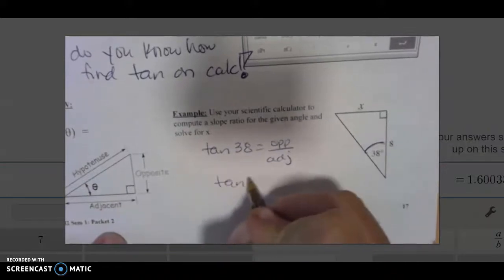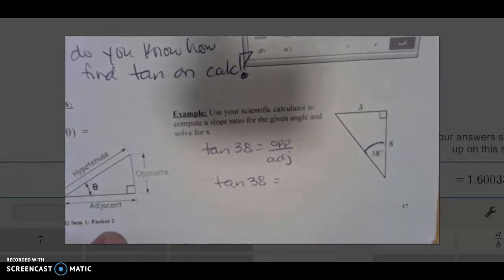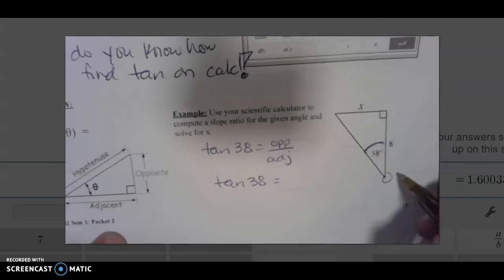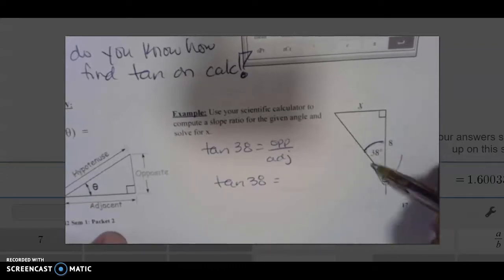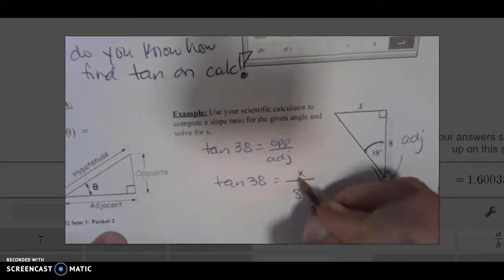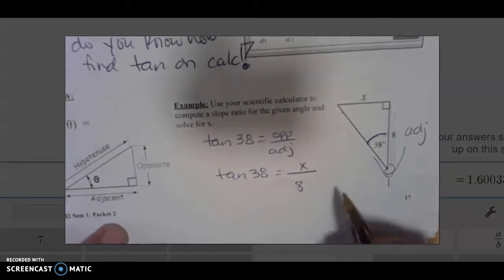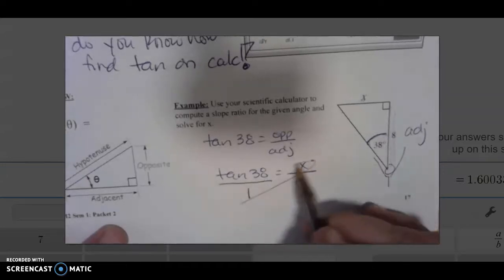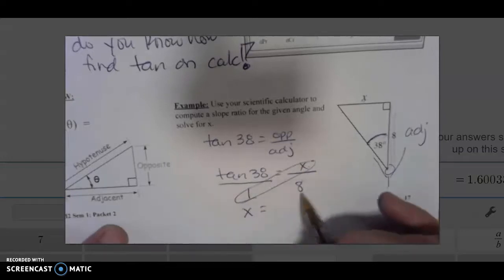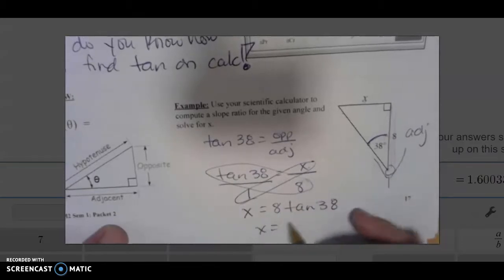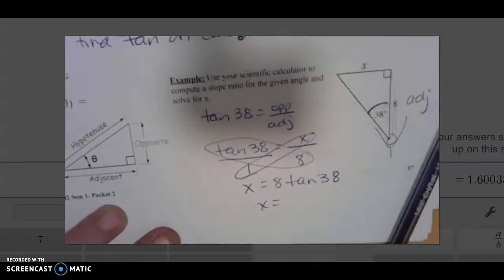So if I do tangent 38 equals, and now what's opposite 38? Well, again, here's my little arms right here. I'm touching the hypotenuse, and my arm is touching, arm begins with A, the adjacent. So the 8 is going to go on the bottom, the x is going to go on top. And an easy way to do this, because we've been using proportions a lot, is to take this over 1, and we're just going to do cross products. x times 1 is x equals 8 times tangent 38. Now we're going to type 8 times tangent 38 into the calculator. Let's go do that.